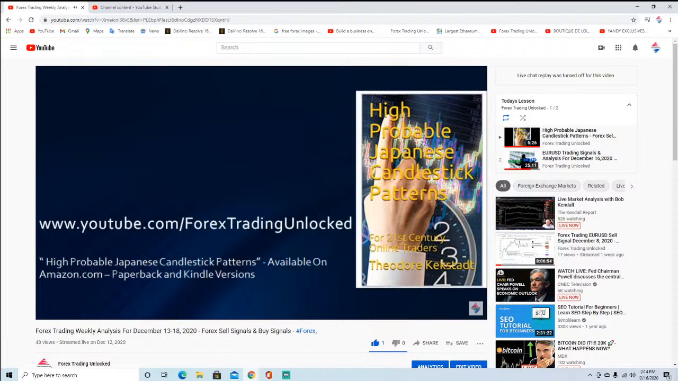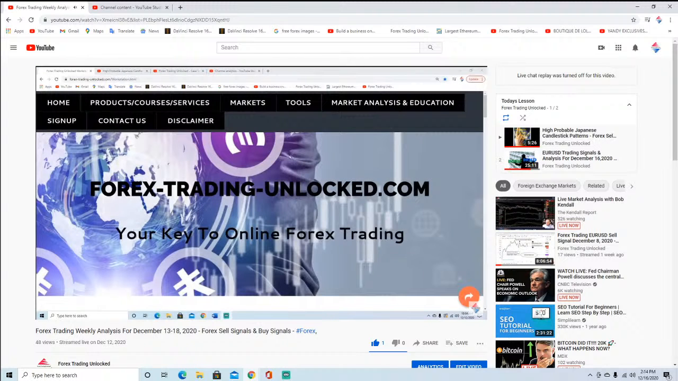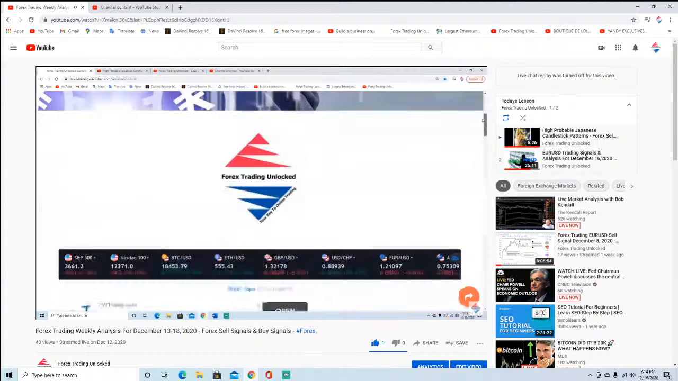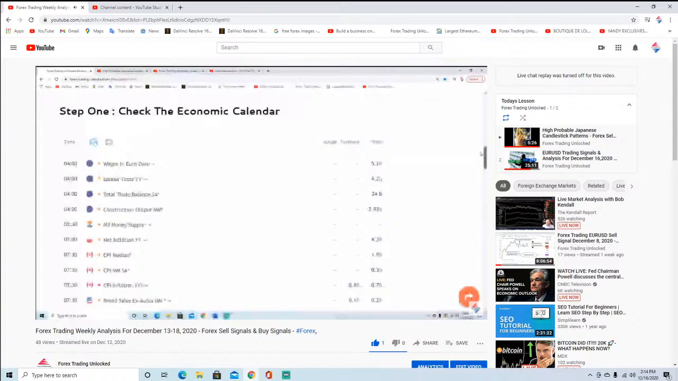And without further ado, let's go to our live screenshot here. We have the forex-trading-unlock.com website pulled up already, and from our market analysis tab, we've pulled up the workstation page. That's already prepared. We're going to skip past the economic numbers.